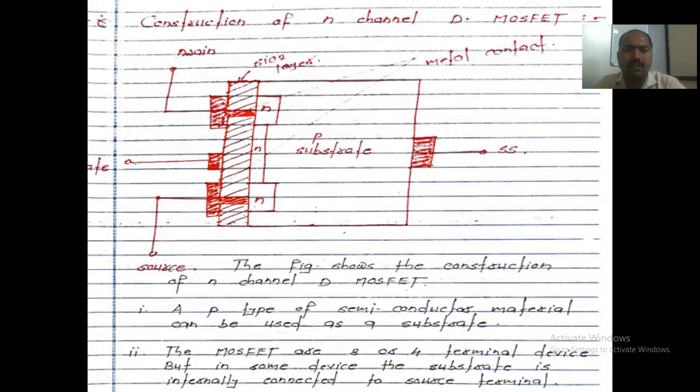Again, within a minute I will explain the construction of the N channel D MOSFET. N channel indicates that the D MOSFET has electrons as the majority carriers. Why are electrons the majority carriers in the case of N channel? Please tell me why electrons are more in this case.